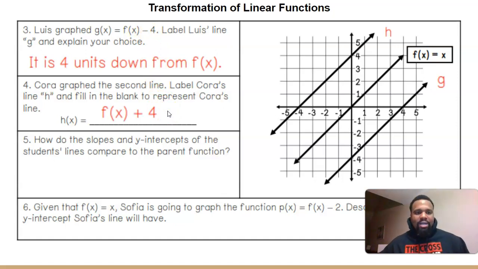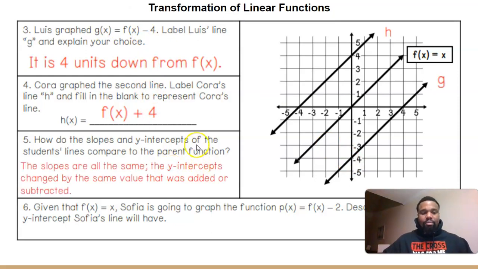How do the slopes and y-intercepts compare to the parent function? As you recall, the slope of the parent function is 1. If we look at the slopes for h and for g, they still have the same slope of 1. Okay? But since we shift along our y-axis, our y-intercept changes, because think about it, your y-intercept is where the graph crosses the y-axis. So your y-intercept is going to change according to how many units you shift either up or down your y-axis, but the slope is going to stay the same.